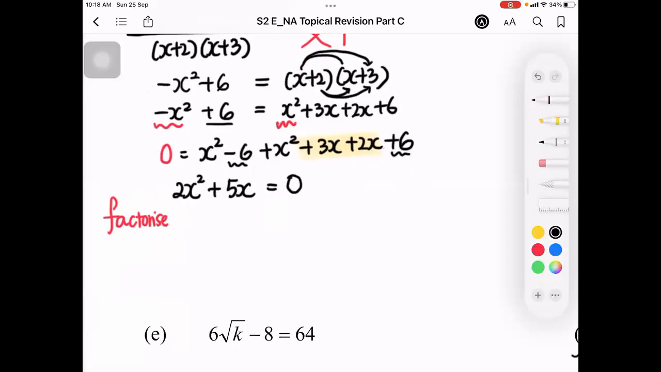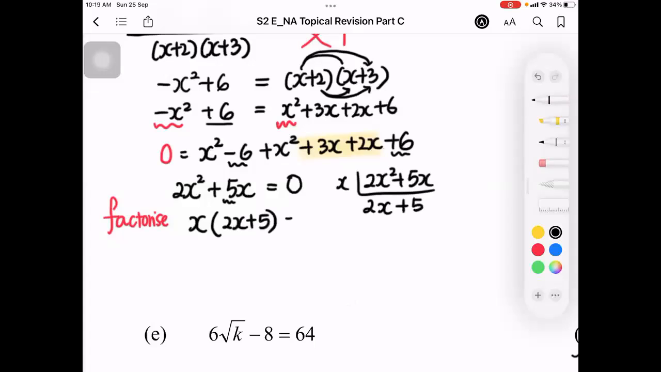What is the common factor of 2x squared plus 5x? Didi, are you there? Is it x or 2x? The 5 cannot divide by 2. Oh, then it's just x. Yes, thank you. So it's x. Then we divide 2x squared plus 5x by x. I get 2x plus 5. So 2x plus 5 is equals to 0.